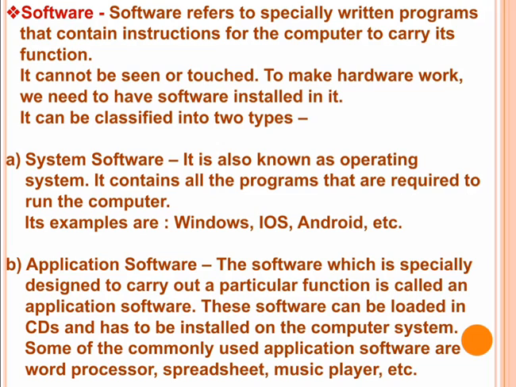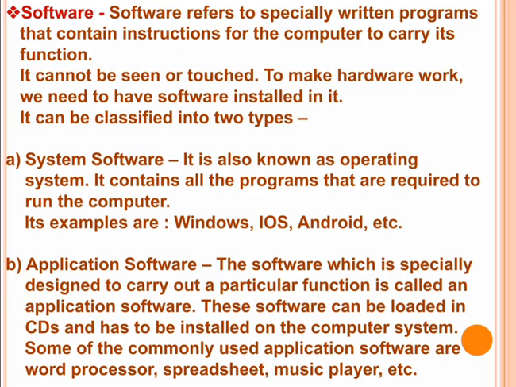Now after hardware, let's know what is software. Software refers to specially written programs that contain instructions for the computer to carry its function. It cannot be seen or touched. To make hardware work, we need to have software installed in it. Now, software refers to specially written programs, and these programs are written in a language which only a computer can understand. Okay? It can be classified into two types: system software and application software.